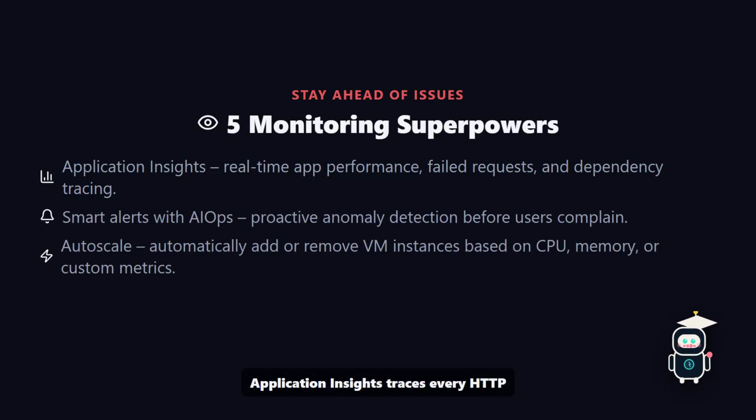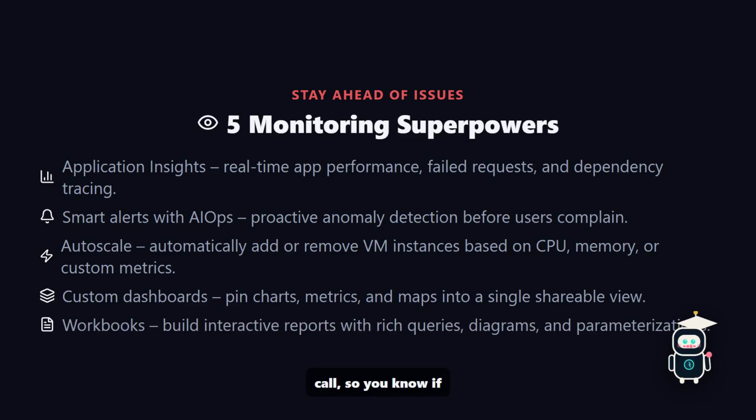Application Insights traces every HTTP call, so you know if the checkout page gets slow. Smart Alerts use machine learning to spot unusual patterns and fire only when something truly abnormal happens. Autoscale hooks directly into those metrics, keeping your app responsive at 4 a.m. during a traffic spike. Custom dashboards and workbooks let you tell the health story of your system, all queried with KQL, a language you'll use everywhere in Azure.